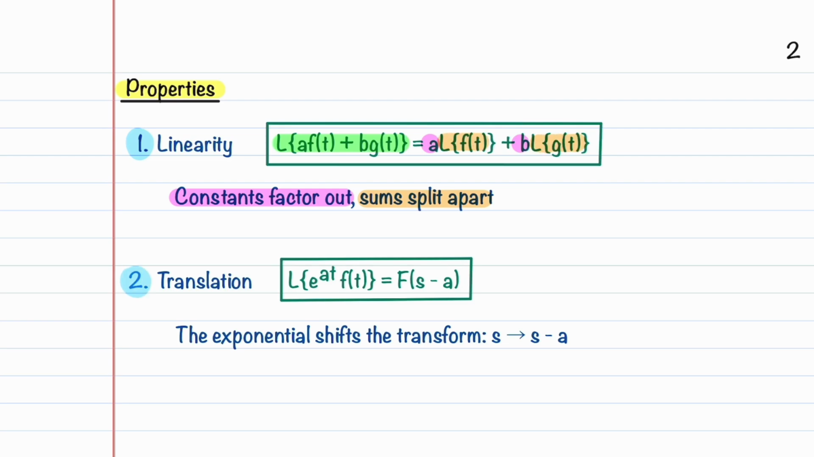The second property is called the translation property. When you have a function that is multiplied by an exponential, what happens is the exponential shifts the transform. S shifts to s minus a. We'll see how we can use these properties in just a minute when we go over our examples.